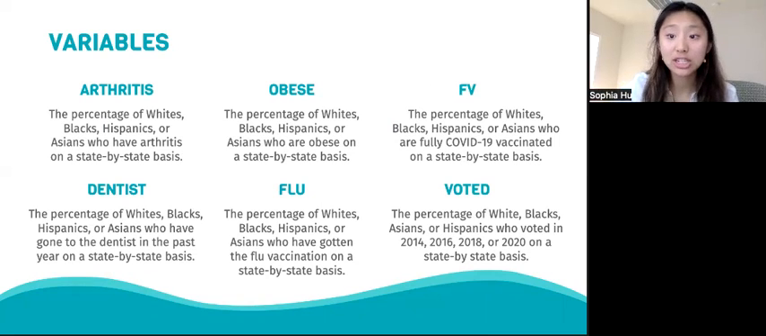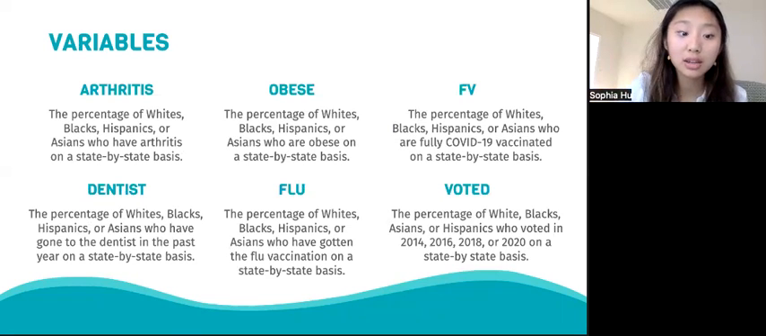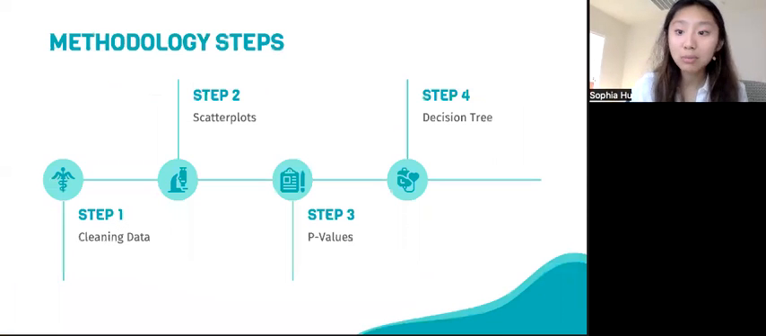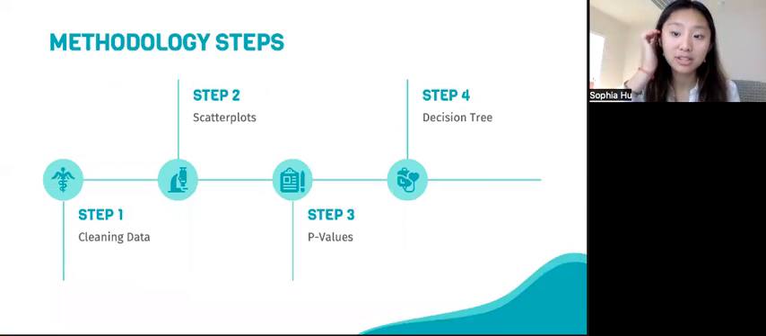The Kaiser Family Foundation did not have data on the percentage of Asians who have gotten the flu vaccine on a state-by-state basis. And lastly, voted: the percentage of whites, Blacks, Hispanics, or Asians who have voted in either the 2014, 2016, 2018, or 2020 elections on a state-by-state basis. So now I'm going to briefly describe my process, my methodology.